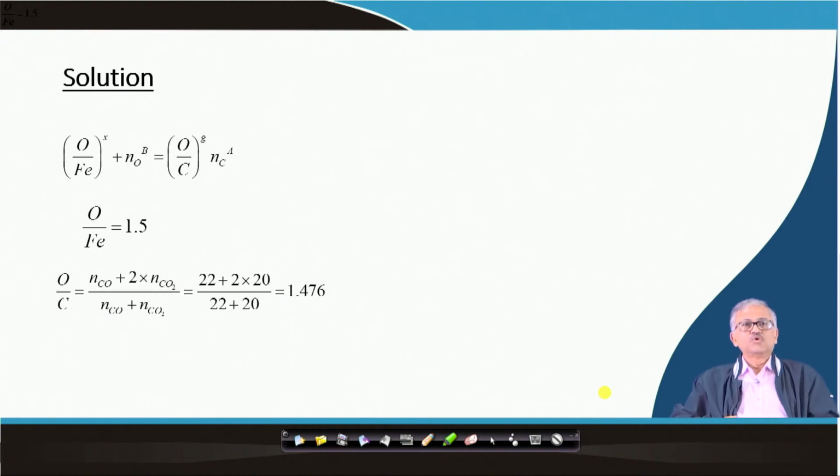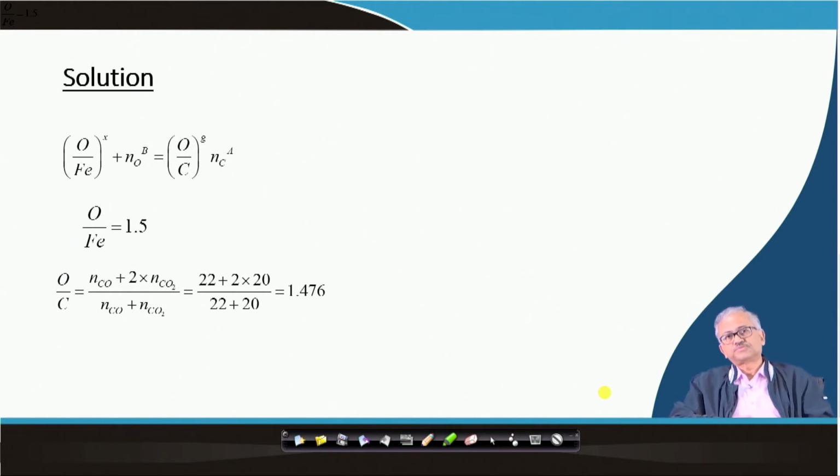And then O by C, how do you calculate? O by C is the gas composition. Now O is the gram atom of oxygen that is present in the exit gas, and C is the gram atom of carbon in the exit gas. So oxygen you can calculate. How do you calculate what is the gram atom of oxygen?